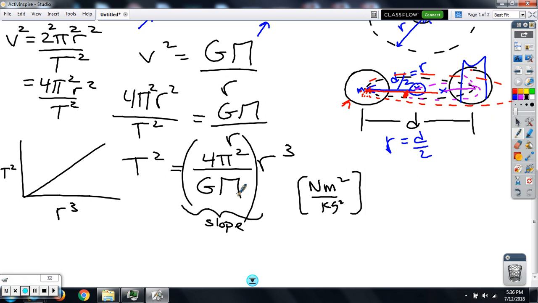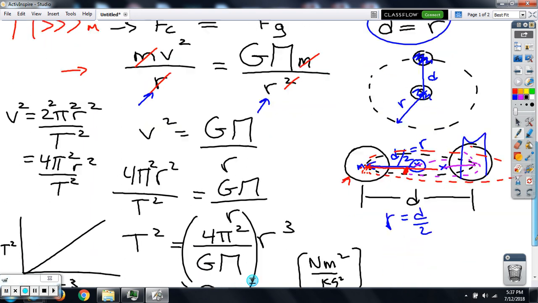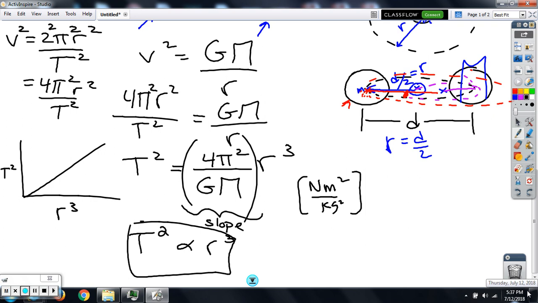What doesn't change is the relationship, which is that T squared is proportional to r cubed. So depending on what the big mass that you're going around is, that's going to determine the value of your slope. But this relationship comes directly from setting the centripetal force equal to just gravity, and that's true for any orbit in our universe.